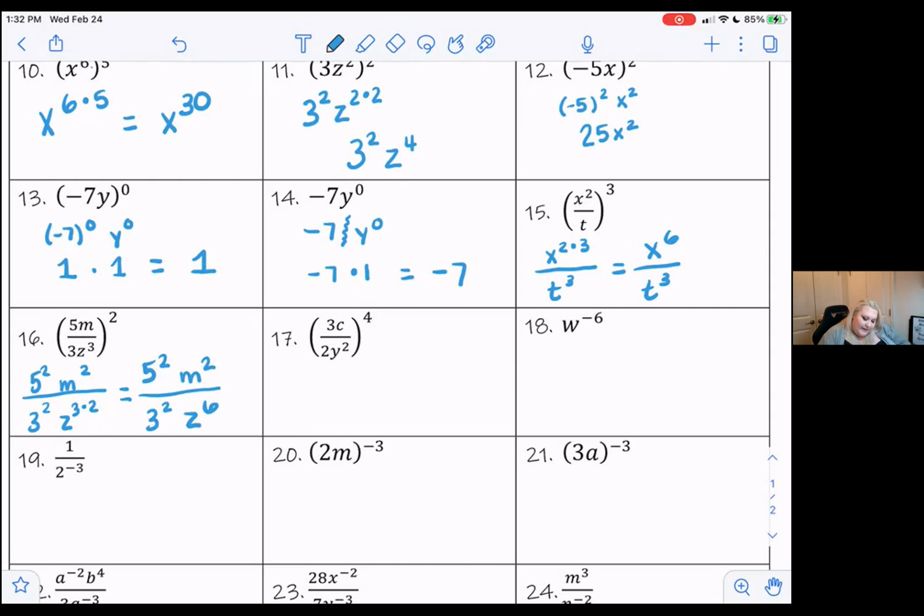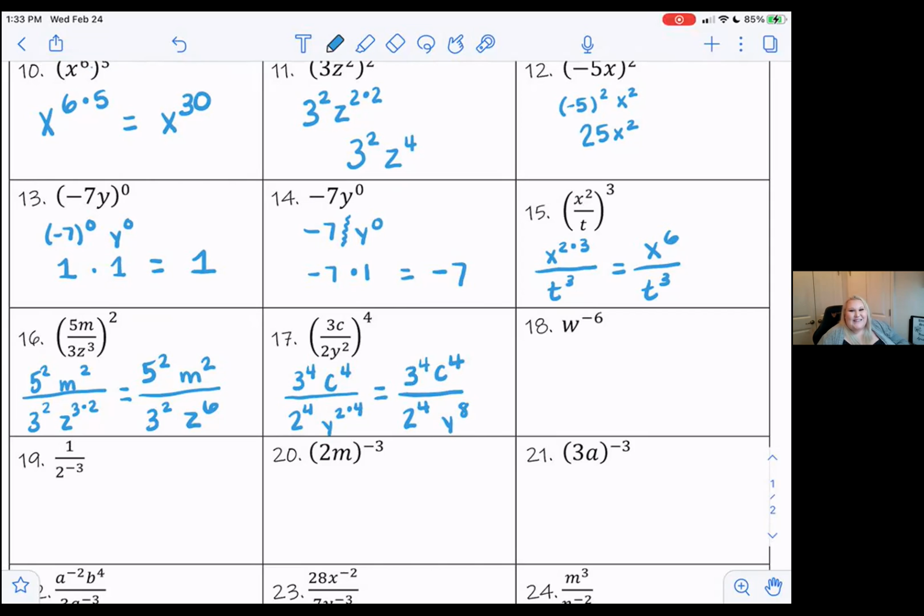Looking at number 17, I'm going to do the same thing we did with 16. 3 to the fourth power, c to the fourth power, 2 to the fourth power, y to the second times 4, because we are multiplying that power. So I could simplify to 3 to the fourth, c to the fourth, 2 to the fourth, and y to the eighth.